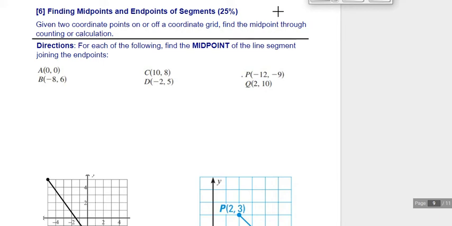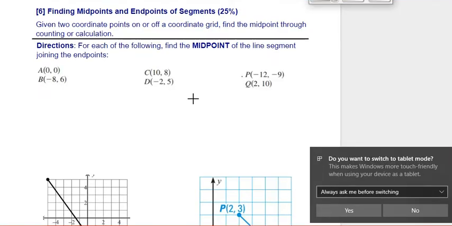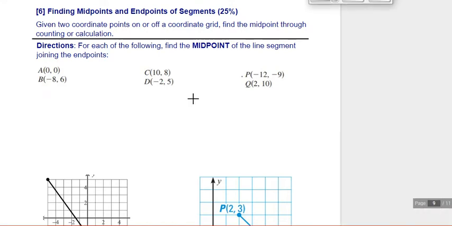All right, guys, let's look at, I don't know, part 8, part 7. I don't know which part this is, but this is topic 6, finding midpoints and endpoints as segments. This section is in two parts. The last part is probably the hardest of the two, but this will comprise about 25% of your test, so this is a pretty major section. Let's just jump into it.